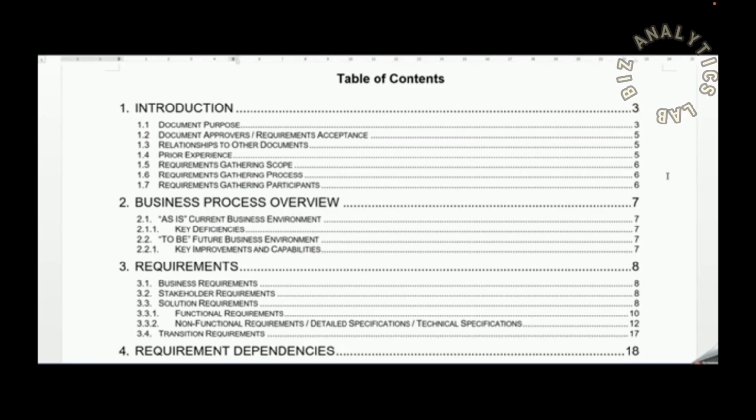Okay, so here is a table of contents. In this table of contents, we're going to start off with a brief introduction, so every document should have document approvers, requirement acceptance criteria, and then if there are any dependencies or relationships to other documents. Then it can also define the scope of the project as well as some of the participants and processes that we were talking about, right? What is the capacity? What is the speed? What is the availability?